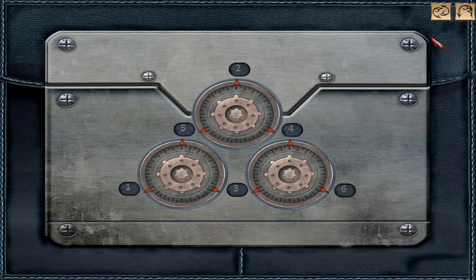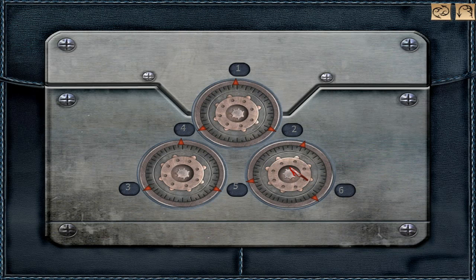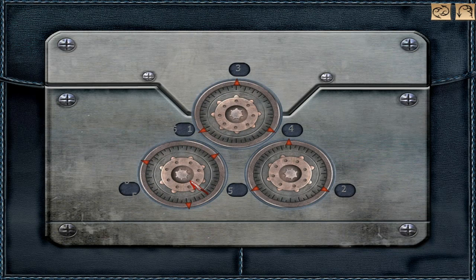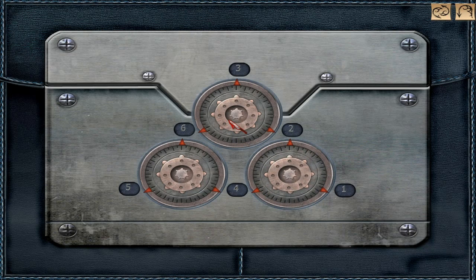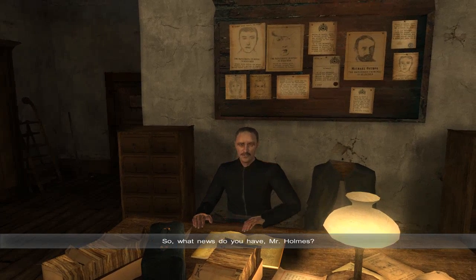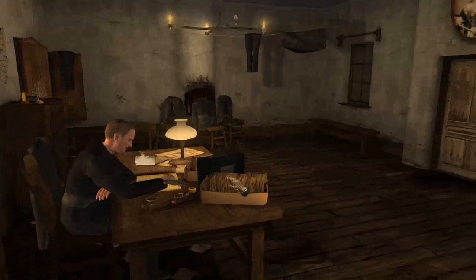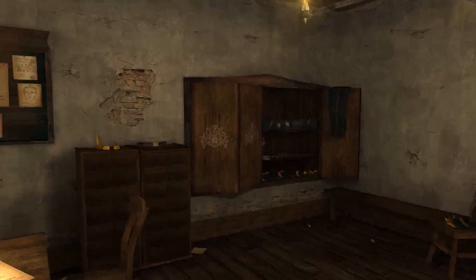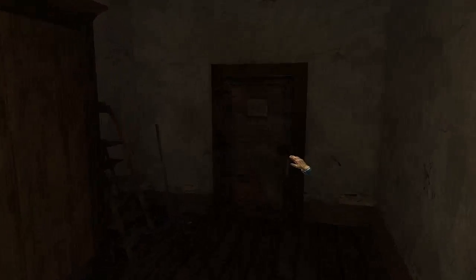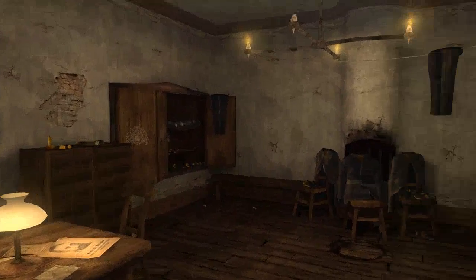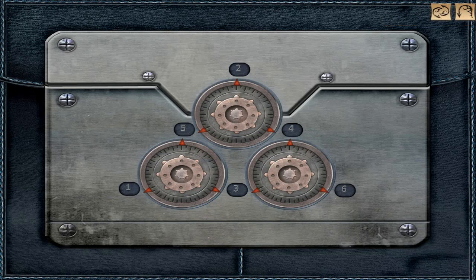Okay. Close. Okay. I don't get it. We're just going to try. Actually, let me ask. So, what news do you have? Let me see if there's like any note that I can use to give me an idea of what the code is. This must be the door that leads to the cells. Well, I guess I'll go in blindly.